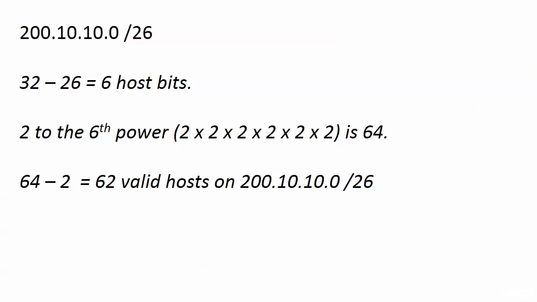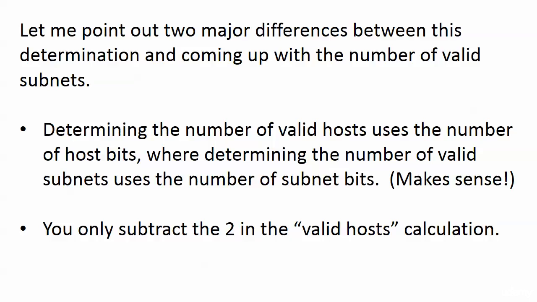That's 64. Now, if I were writing a practice exam, or even the real exam, and I was giving you this question with multiple choice, I would guarantee one of the choices would be 64. And I guarantee at least 20% of the people taking the exam who had not taken my course, well, maybe 50%, would say, oh, 64. You've got to subtract the 2 when it comes to the number of valid hosts. So the actual answer is we have 62 valid hosts on 200.10.10.0/26.